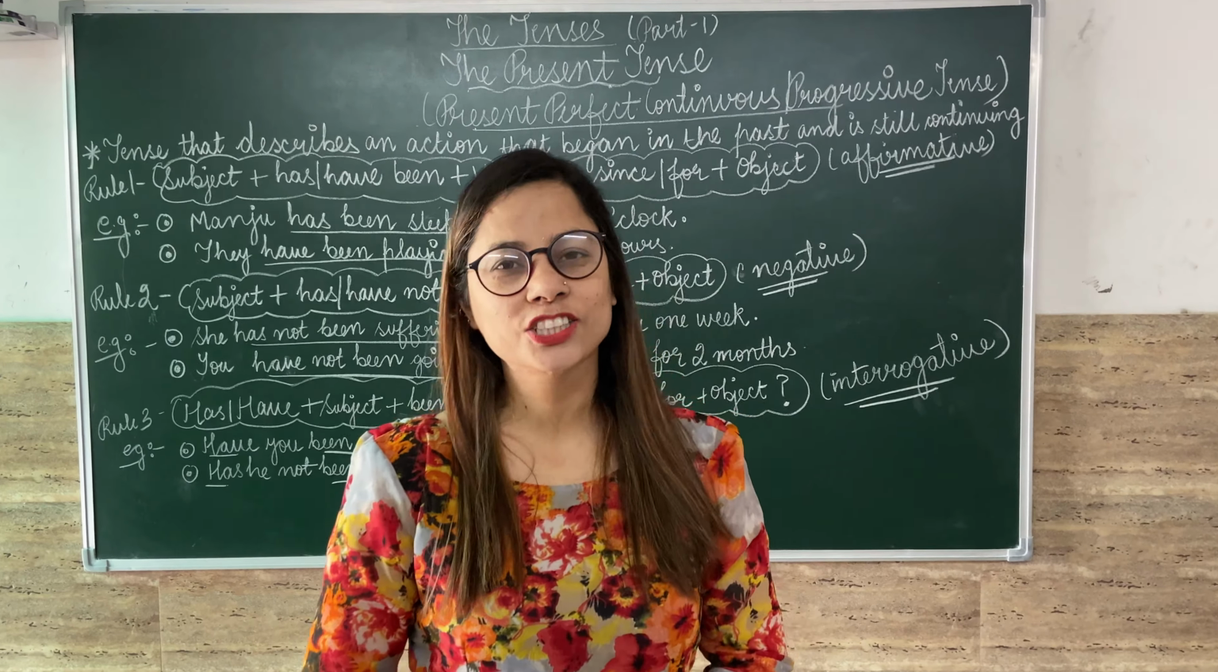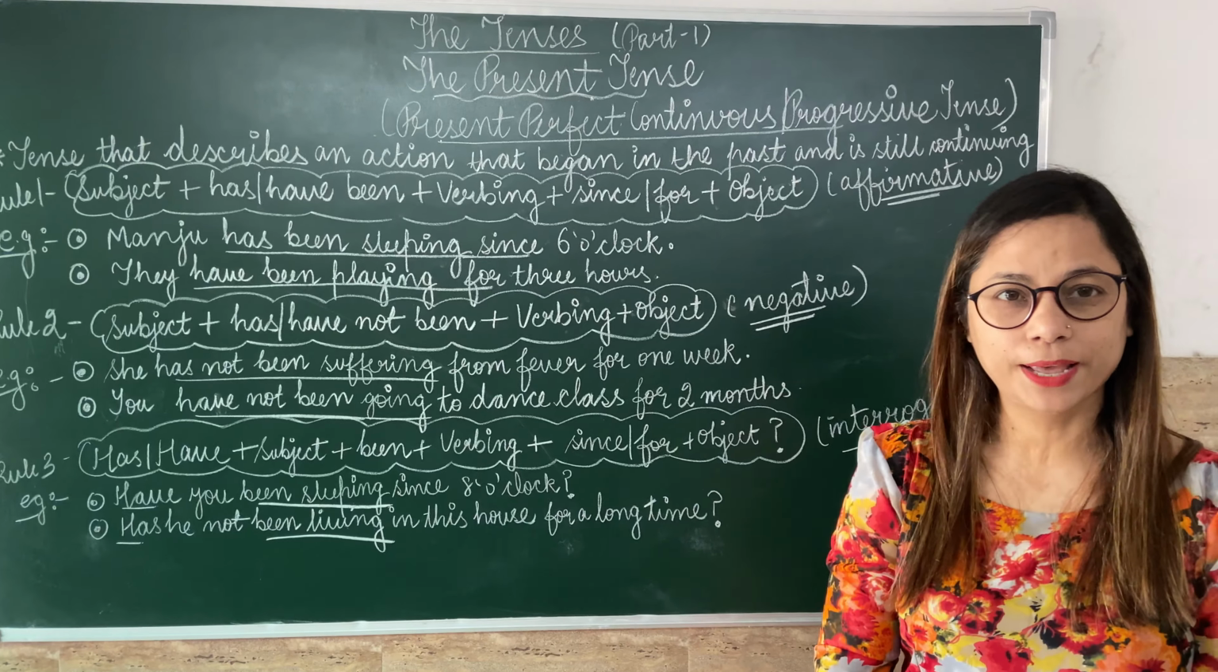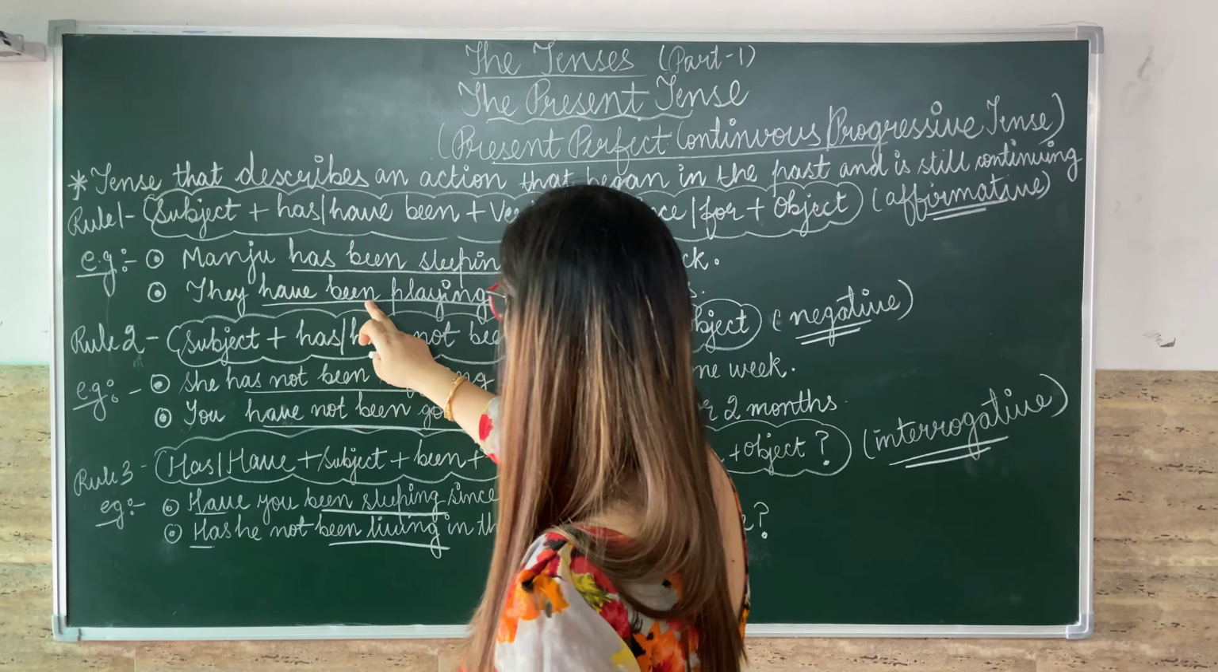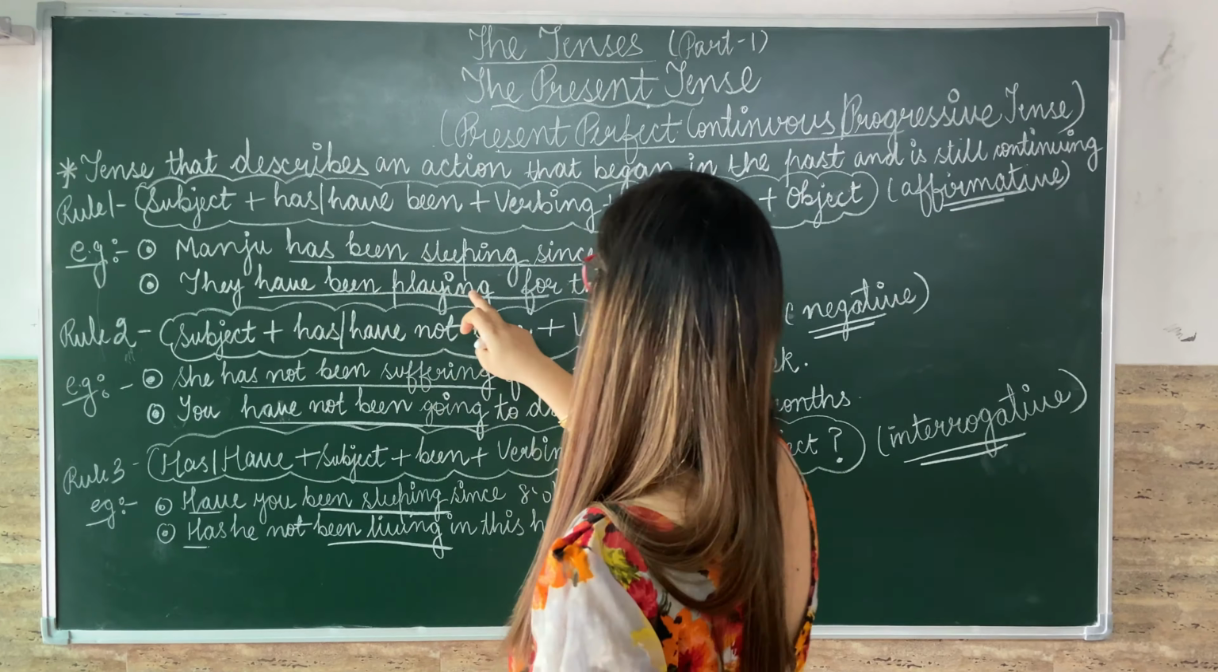This is the affirmative rule. For example, Manju has been sleeping means the action is going on, and when that action started, since 6 o'clock, means she has been sleeping since 6 o'clock. Next example, they have been playing for 3 hours means the action is going on and it started 3 hours ago. So this is the present perfect continuous rule we have seen.